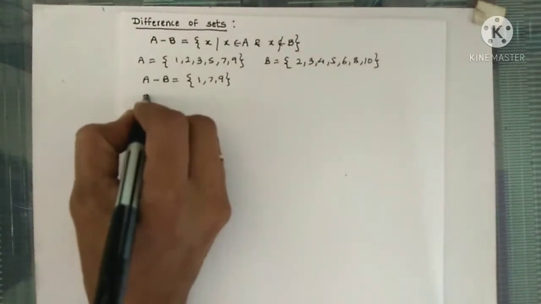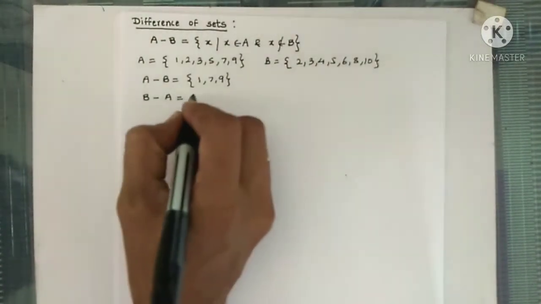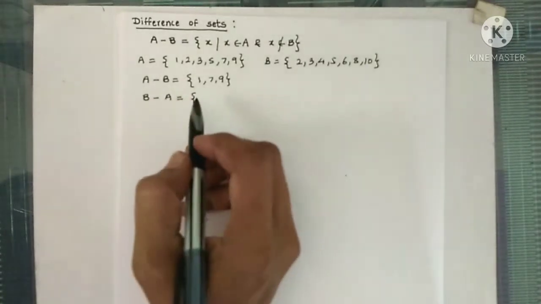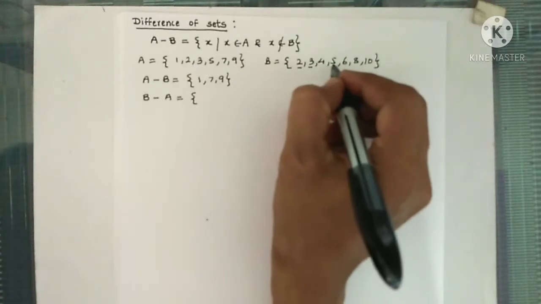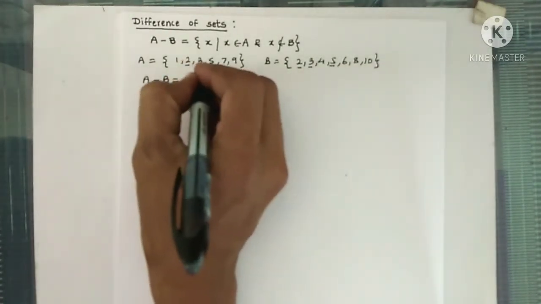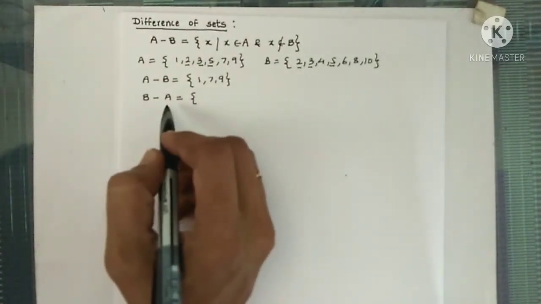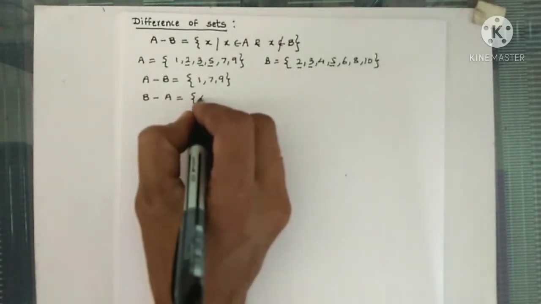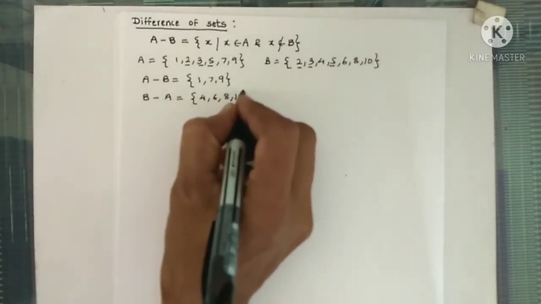Now let's find out B minus A. Now B minus A is the set of elements of B which are not in A. Now 2, 3 and 5, they are members of B as well as members of A also. So these elements do not belong to B minus A. So we have to write the remaining ones. So those are 4, 6, 8, 10.